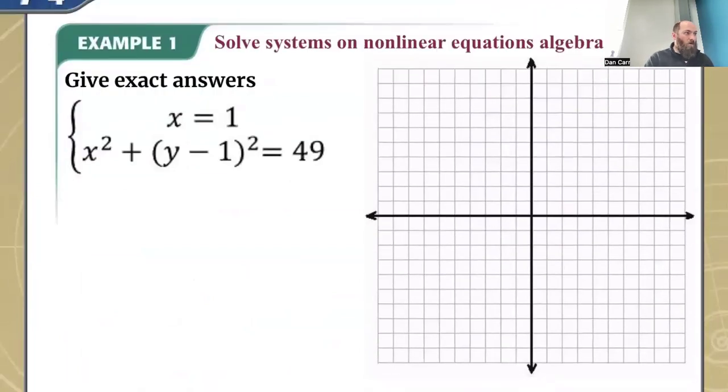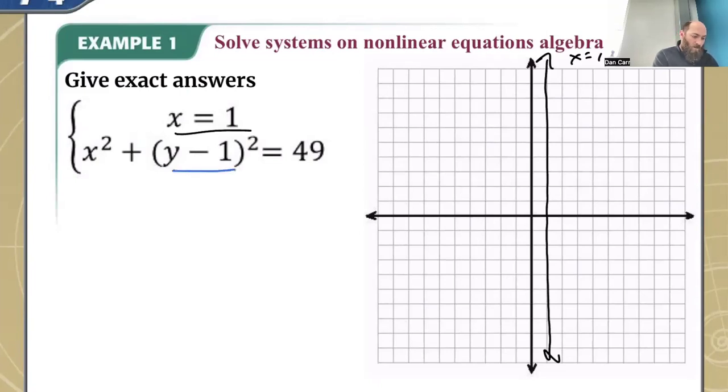So we got one more graphically, and then after that, we'll do some algebra ones. So this one is x equals 1. It's just a vertical line, so that's going to be here. This other one is going to give me a circle. Remember the circle form: this is r squared, so my radius is going to be 7. So in this case, I've got 0, 0, then 1, 2, 3, 4, 5, 6, 7.